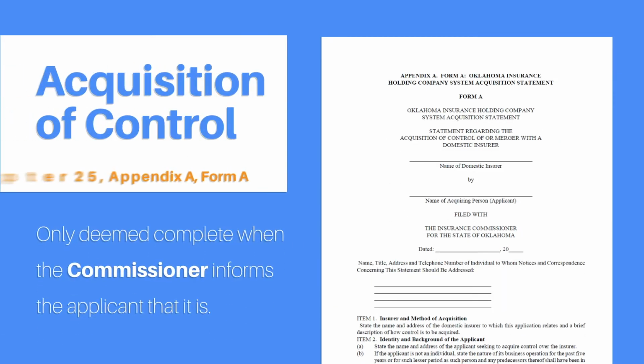Under the Oklahoma Insurance Holding Company System Regulatory Act, Form A is only deemed complete when the commissioner informs the applicant that it is. This form is a statement about one insurer acquiring another.